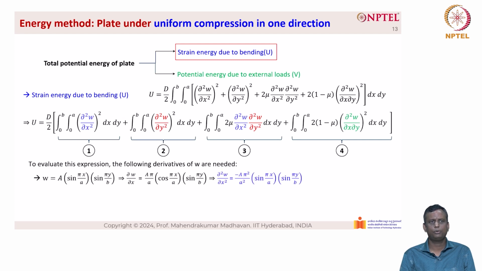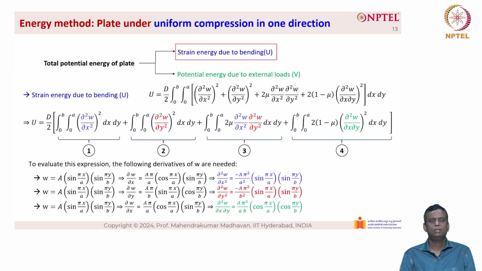So, we have w equal to A sin(πx/a) into sin(πy/b). So, ∂w/∂x equals A π/a into cos(πx/a) into sin(πy/b) and ∂²w/∂x² is given as minus A into π²/a² into sin(πx/a) into sin(πy/b). Similarly, for ∂w/∂y and ∂²w/∂y², we have similar expressions here. And for ∂²w/∂x∂y, we have A into π²/ab into cos(πx/a) into cos(πy/b).